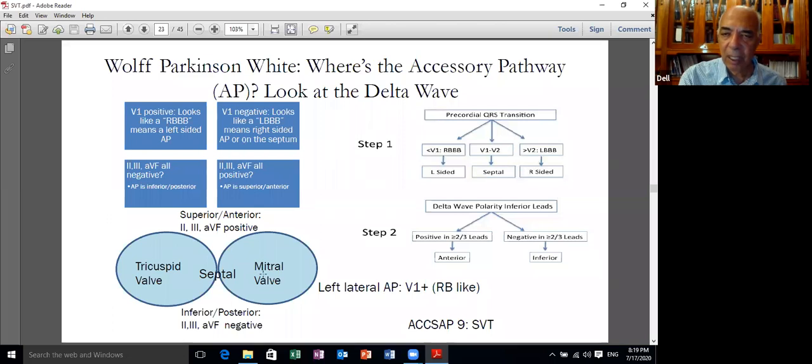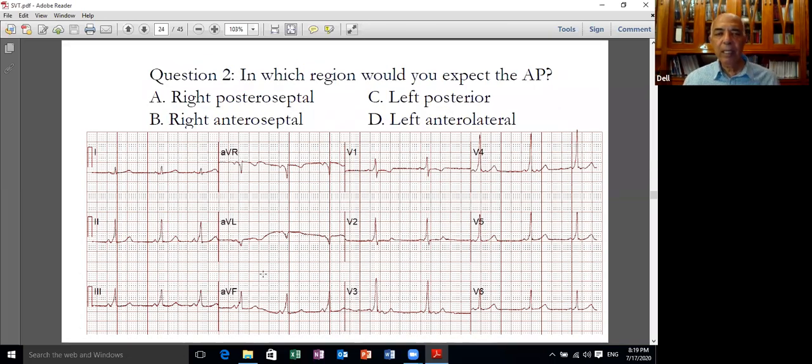Simplification, but it works in the large majority of cases, saves you the trouble of remembering the Jackman algorithm. Now, knowing that, let's answer this question. In which region will you expect the accessory pathway? Look at the electrocardiogram. Is it right posteroseptal, right anteroseptal, left posterior, or left anterolateral?